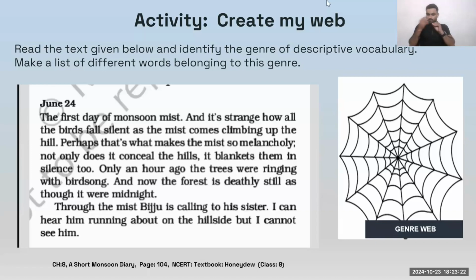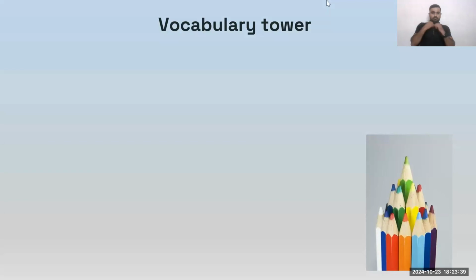Again, I'm repeating that you can use this activity with different levels of learners. You can simplify it. You can make it complex as per the needs of the learner and your context. So that was about the Yawner Web. Can we move on to the next activity under lesson planning?